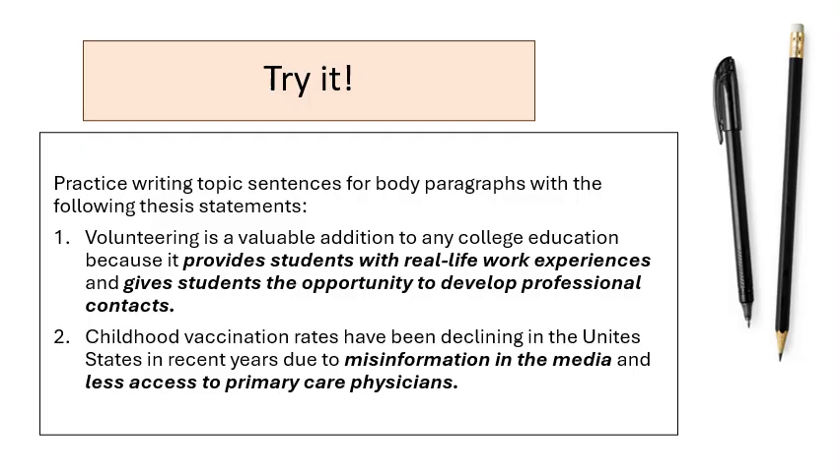Now it's a chance for you to try writing some of your own topic sentences. So I've given you some thesis statements, and I've highlighted the different topics for the body paragraphs. So you can practice writing a topic sentence for each of the body paragraphs for these proposed thesis statements. So in total, you should have 4 topic sentences, 2 for the first thesis statement and 2 for the second. You do not have to write the whole essay, of course. This is just some practice to help you get used to writing topic sentences.